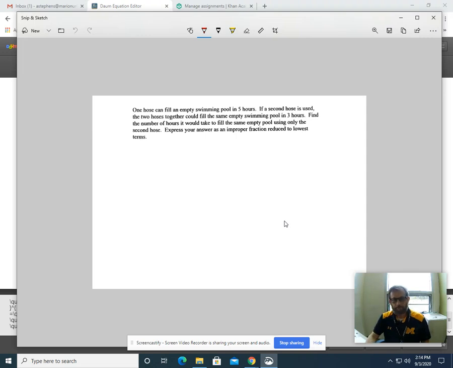Okay, so one hose can fill an empty swimming pool in 5 hours. If a second hose is used, the two hoses together can fill the same empty swimming pool in 3 hours. Find the number of hours it would take to fill the same empty pool using only the second hose. Express your answers in improper fraction reduced to lowest terms.